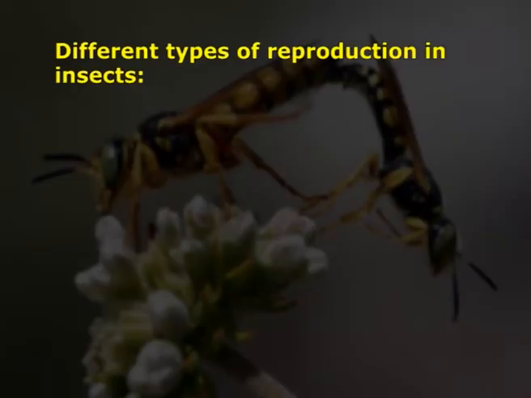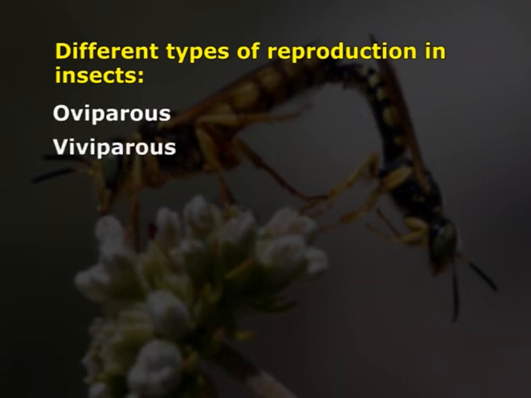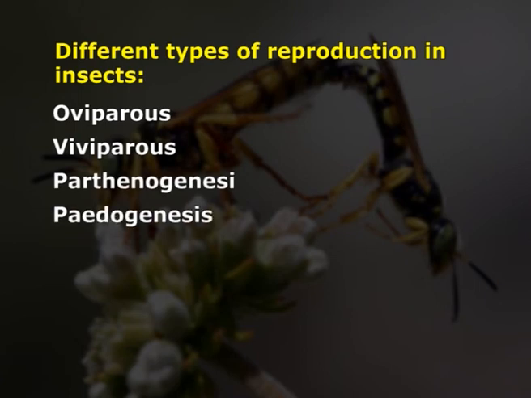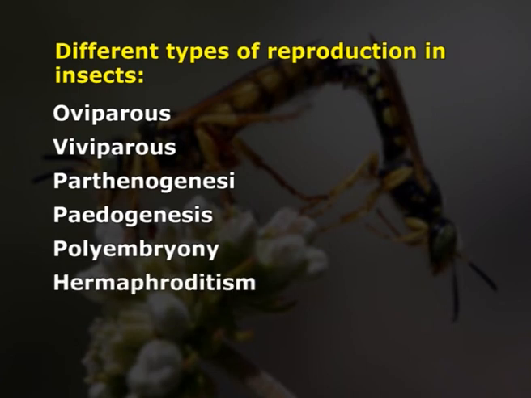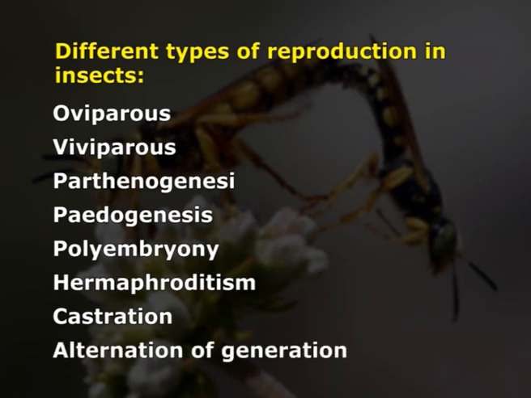Summary: insects are bisexual. They can undergo sexual reproduction for producing either the eggs or the young ones. However, they also reproduce by other means. Different types of reproduction in insects are oviparous, viviparous, parthenogenesis, pedogenesis, polyembryony, hermaphroditism, castration, alternation in generation.